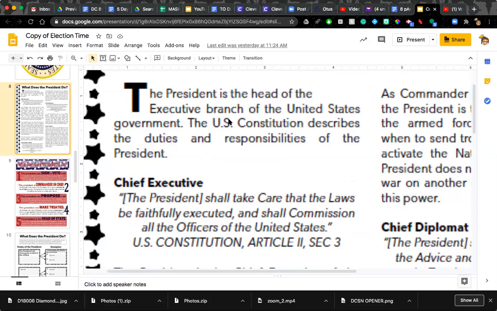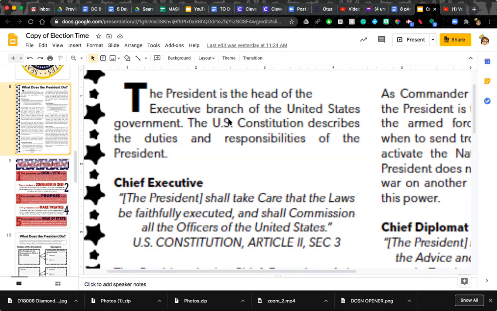And the nice part about our government is that there's a lot of checks and balances to make sure not one branch or one person has too much power. They can be overruled by one of those other branches. Even the president can be overruled by one of the other branches. So kind of a nice system of checks and balances in place.